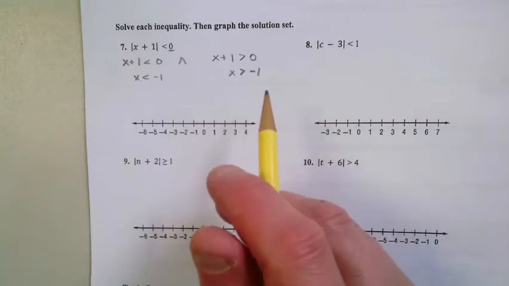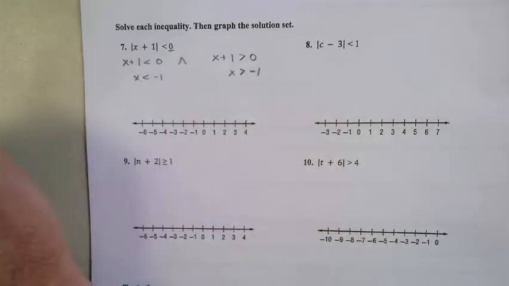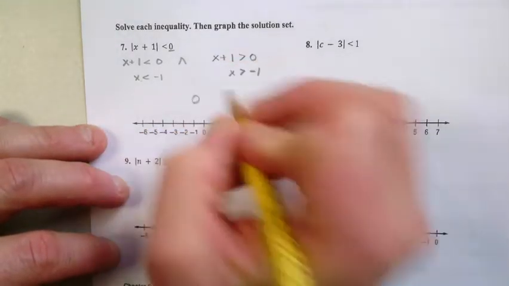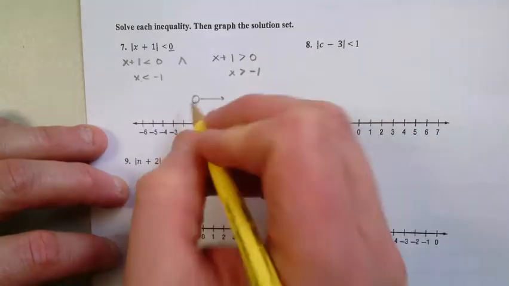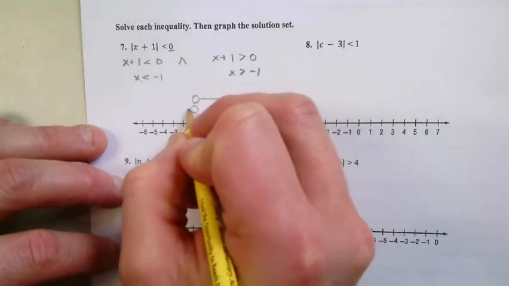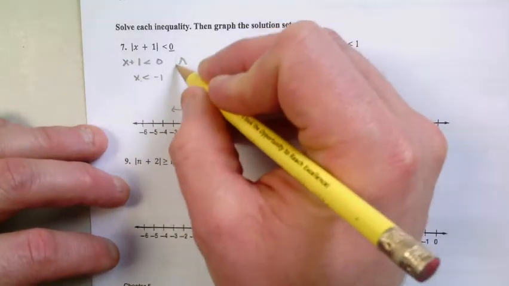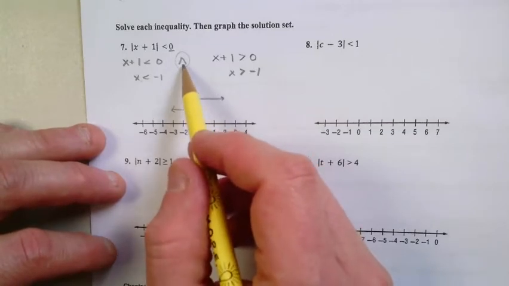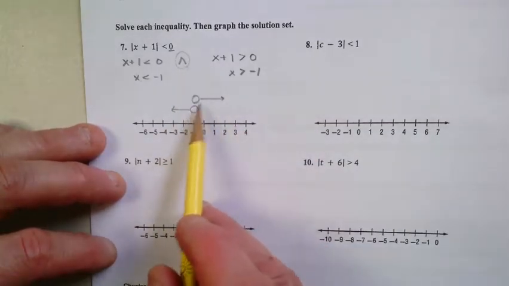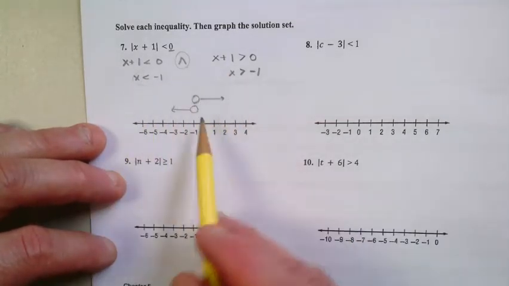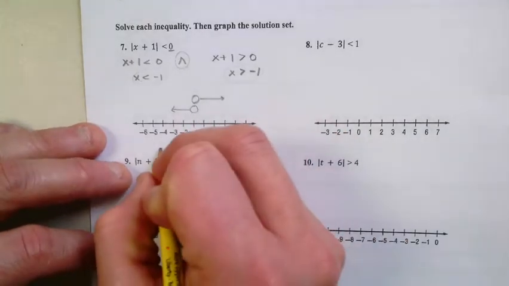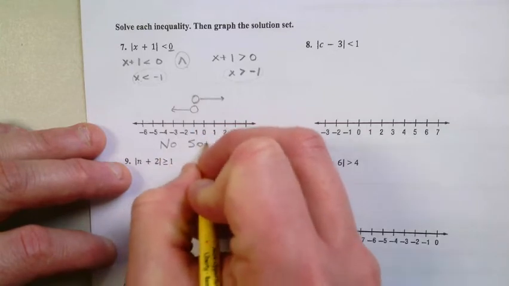Now as we think about how that would play out, I probably shouldn't have started with this one because it could be a little tricky, but here's what it is. I have an open circle on negative 1, everything to the right. And I have an open circle on negative 1 and everything to the left. Now, what does it mean to be an and statement? An and statement is where they overlap. Is there any part of these two graphs that overlap each other? And the answer is no. And so as a result, my answer for this problem is going to be no solution.